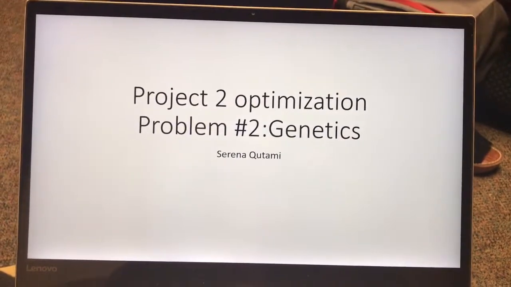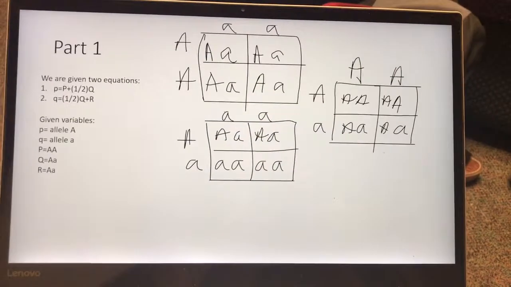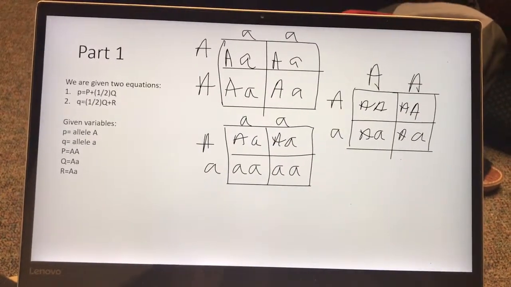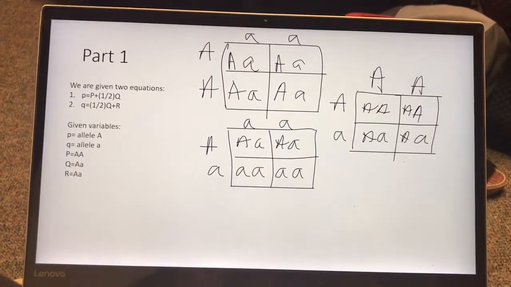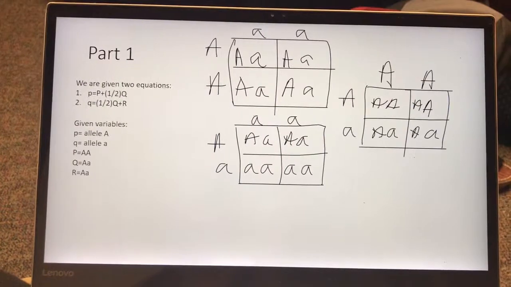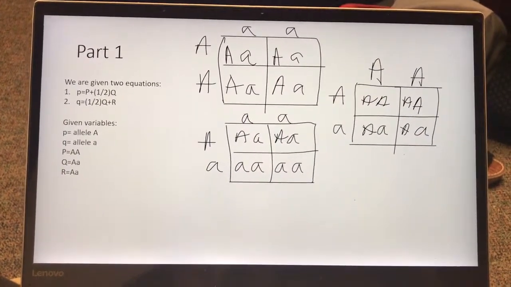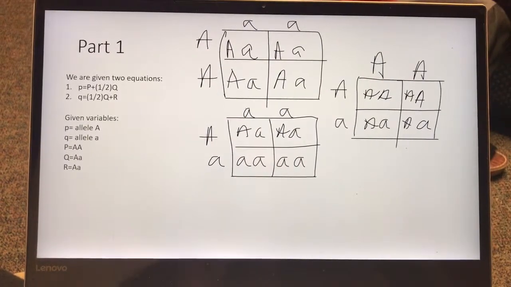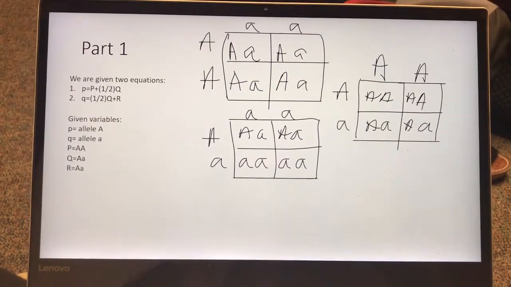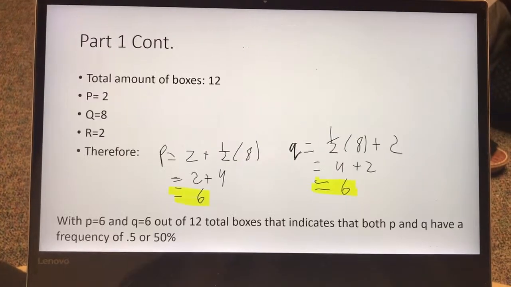So for my project, I chose problem number 2, which was the genetics problem. For part 1, we are given 2 equations, which are listed below, and these given variables, which are also listed below. And we have to use Punnett squares to find the frequency of both small p and small q, as well as large P, Q, and R. And so we'll see those on the next slide.